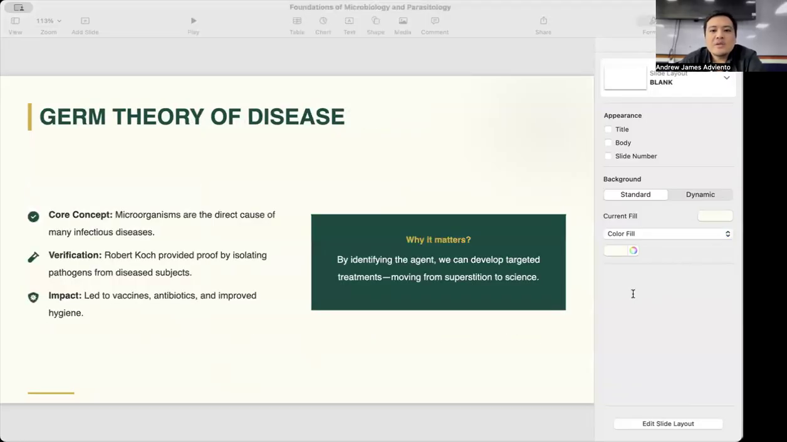Now, what is the germ theory of disease? The germ theory states that specific microorganisms cause specific diseases. This idea revolutionized healthcare by improving sanitation, hygiene, and medical treatments. It laid the foundation of vaccines, antibiotics, and infection control practices, which are essential up to today.